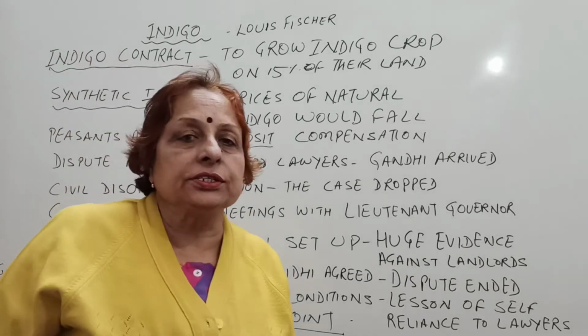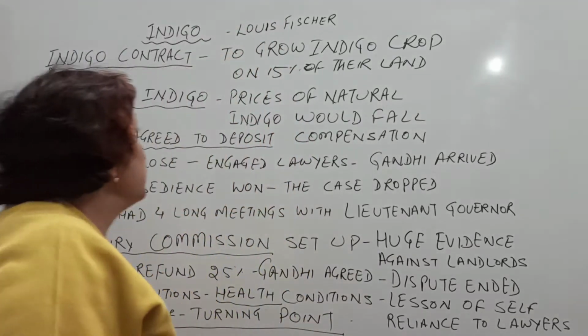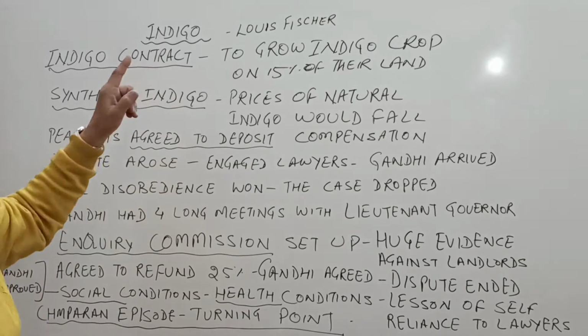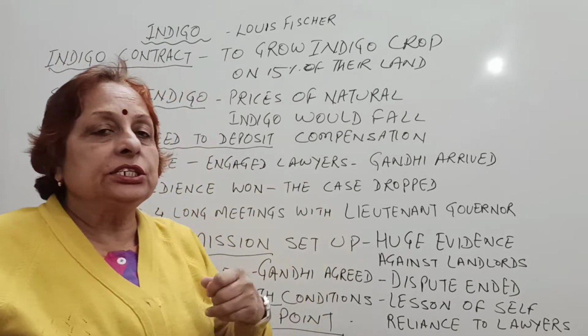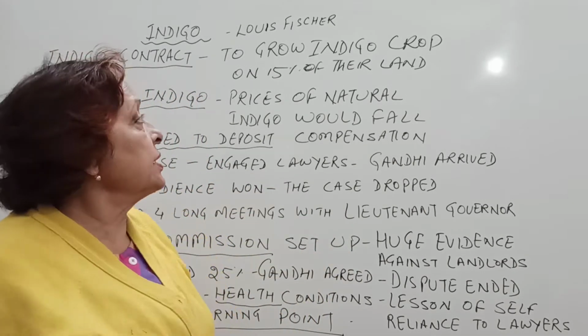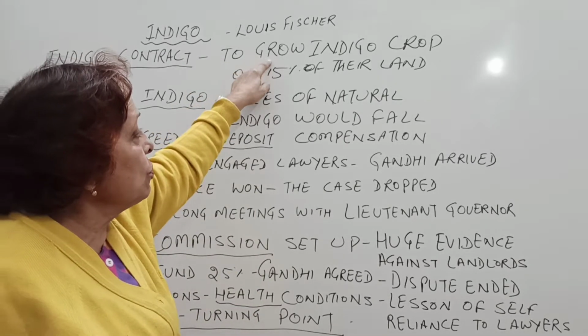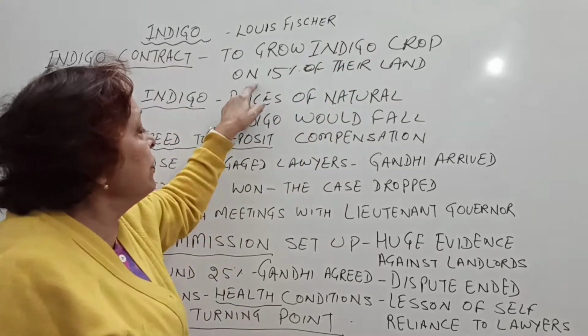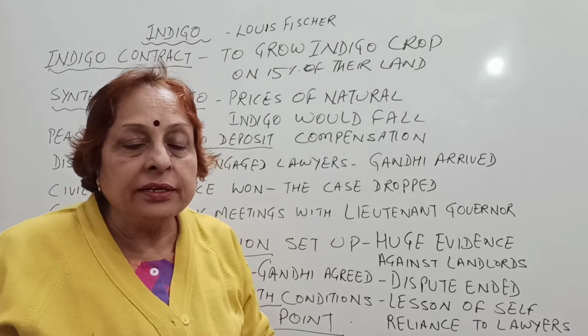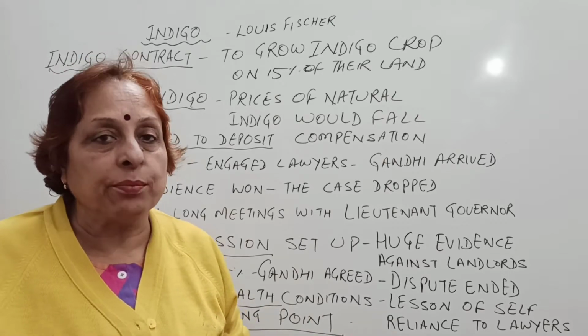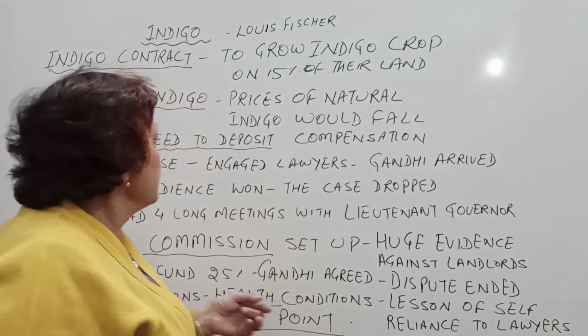Now let us do short answer questions. First question is, what was the Indigo contract? The Indigo contract was that the sharecroppers were asked by the British landlords to grow indigo crop on 15% of their land and surrender the entire indigo harvest to them as rent.